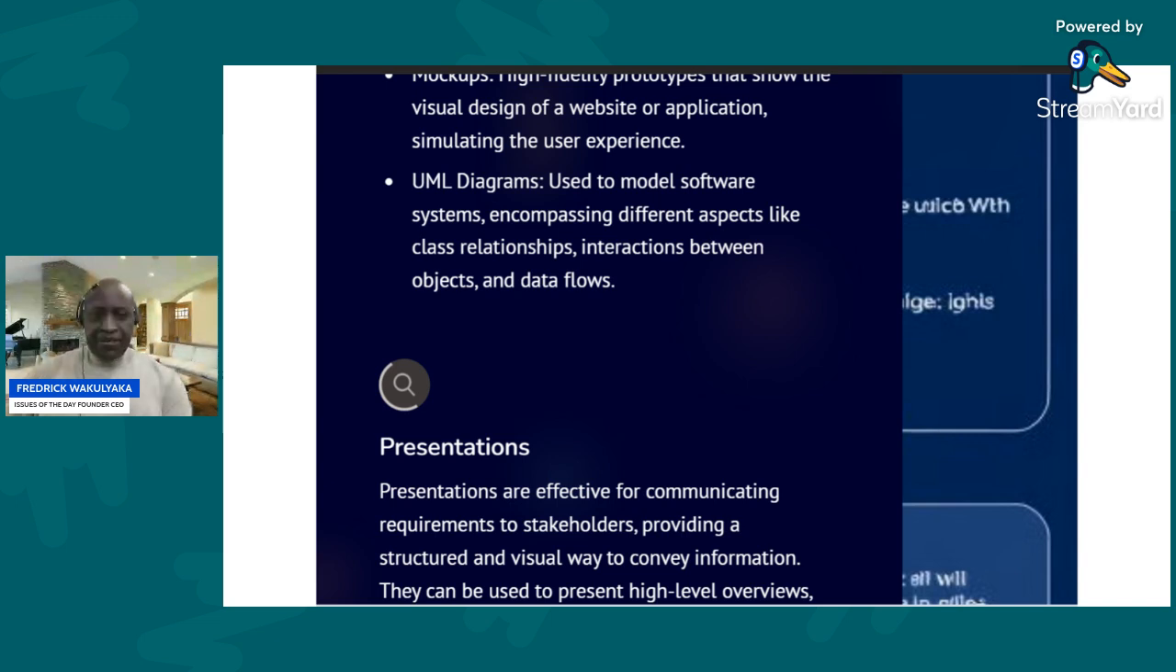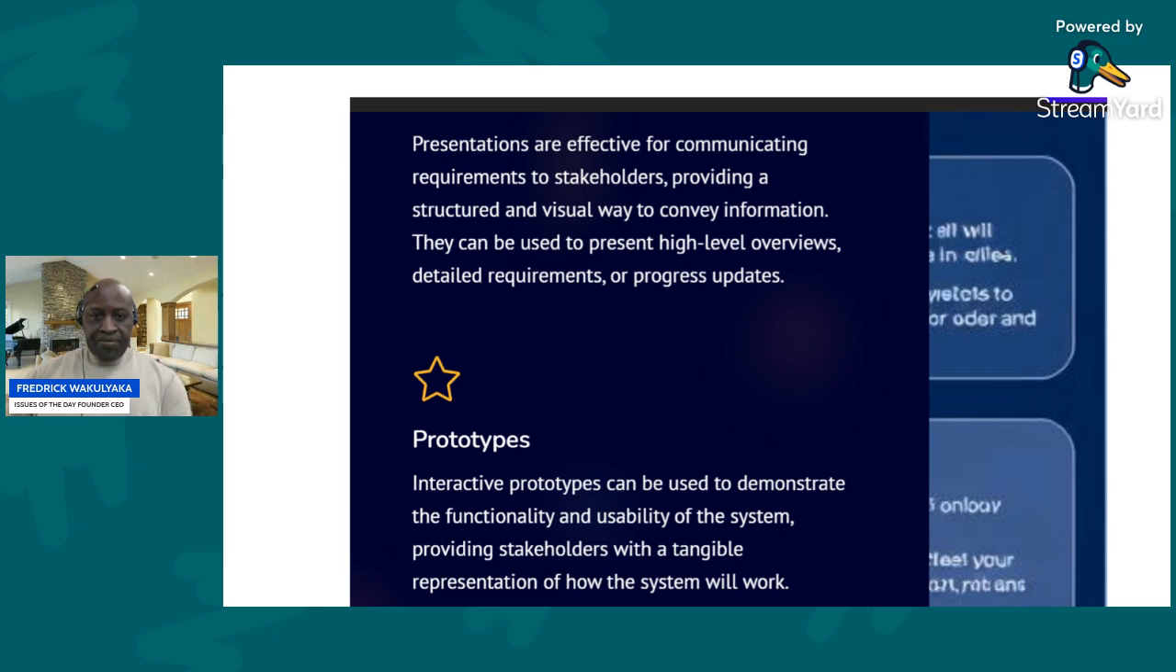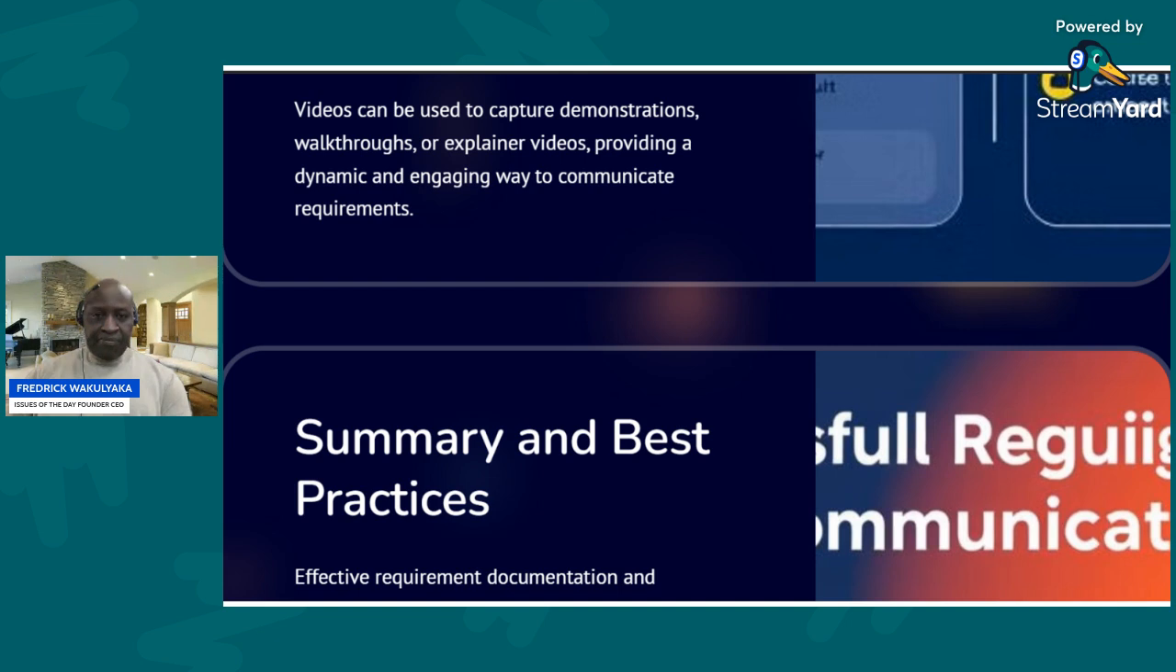Presentations. Presentations are effective for communicating requirements to stakeholders, providing a structured and visual way to convey information. They can be used to present high-level overviews, detailed requirements, or progress updates. Interactive prototypes can be used to demonstrate the functionality and usability of the system, providing stakeholders with a tangible representation of how the system will work. Videos can be used to capture demonstrations, walkthroughs, or explainer videos, providing a dynamic and engaging way to communicate requirements.